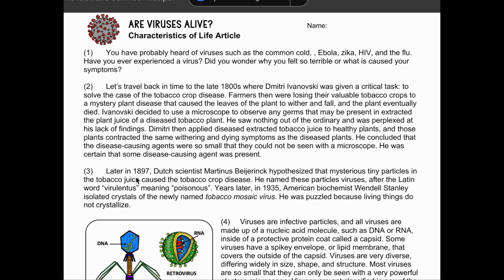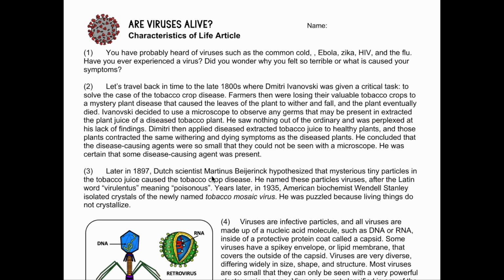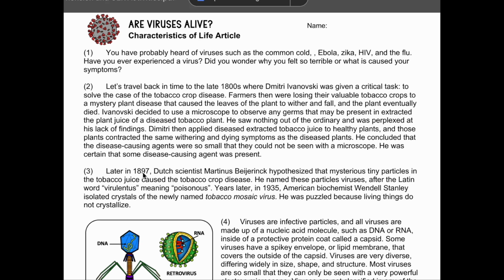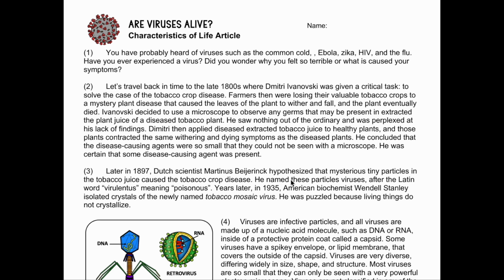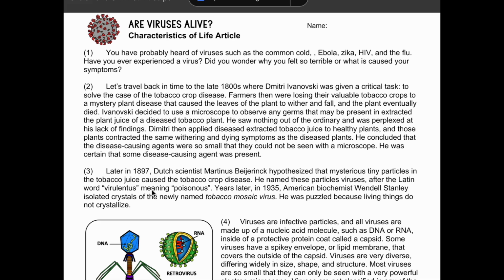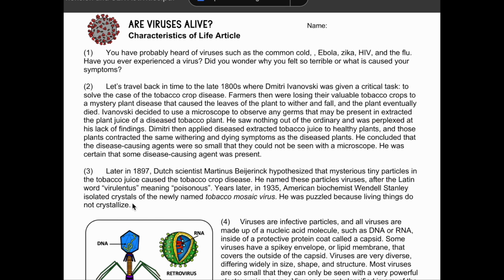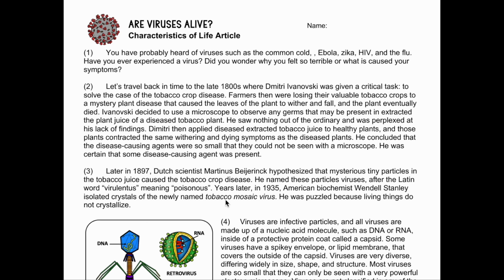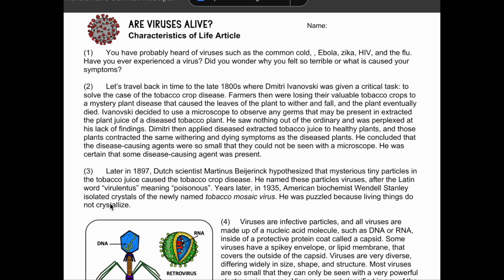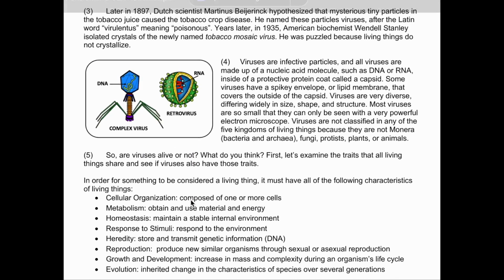Paragraph 3. Later, in 1897, Dutch scientist Martinus Beijerinck hypothesized that mysterious tiny particles in the tobacco juice caused the tobacco crop disease. He named these particles viruses, after the Latin word virulentus, meaning poisonous. Years later, in 1935, American biochemist Wendell Stanley isolated crystals of the newly named tobacco mosaic virus. He was puzzled because living things do not crystallize.